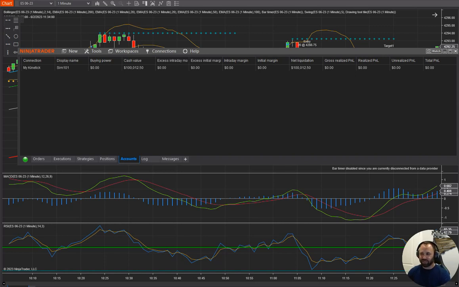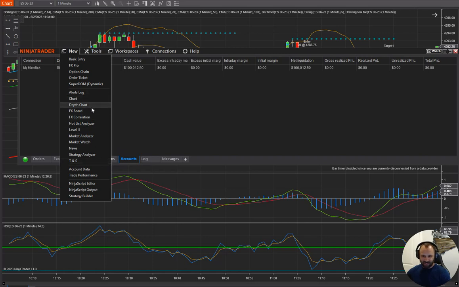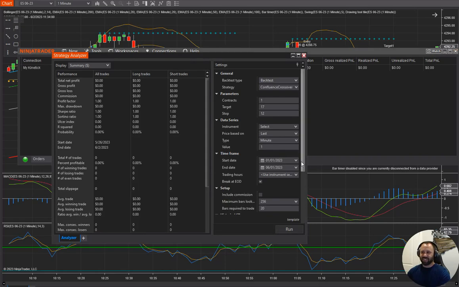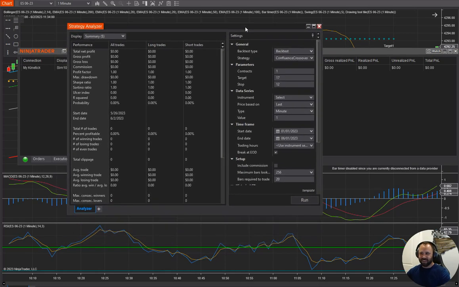So here we are, we have NinjaTrader loaded and we have our control panel up. So what we're going to do to bring up the Strategy Analyzer is we'll go to New and down here, Strategy Analyzer. So we'll click here and we should get the Strategy Analyzer loaded up. So there we go. This is the Strategy Analyzer. And so here we have our display, and this will give us all the information that we're looking for. Over here on the right under settings, this is where we're actually going to load our strategy.